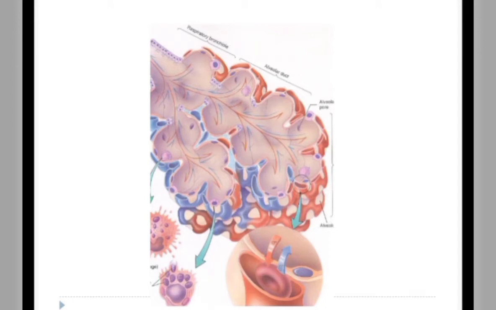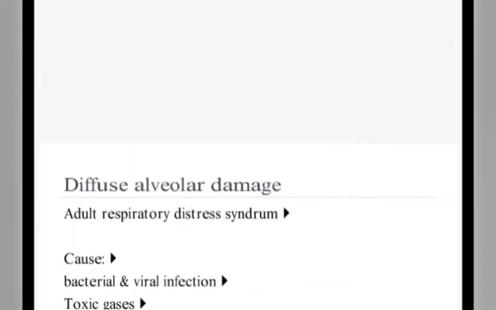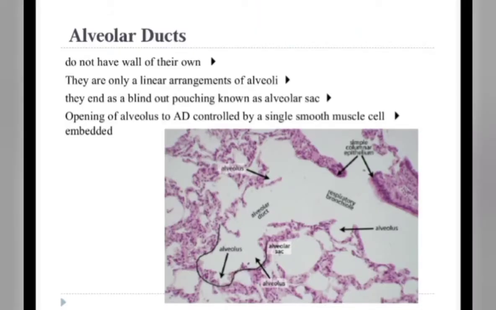These are the alveolar ducts and the alveolar sacs, and at the end there are alveolar sacs. This is the picture when we see the alveolar sacs under the microscope. They are seen like this. They are lined by simple squamous epithelium. I have reached the respiratory part of the lungs, and there are alveolar ducts. These alveolar ducts do not have a wall of their own. They are only a linear arrangement of alveoli. They end as a blind outpouching known as the alveolar sac.